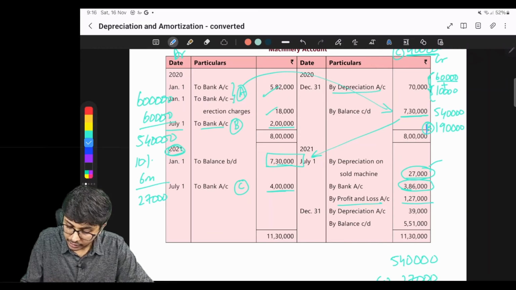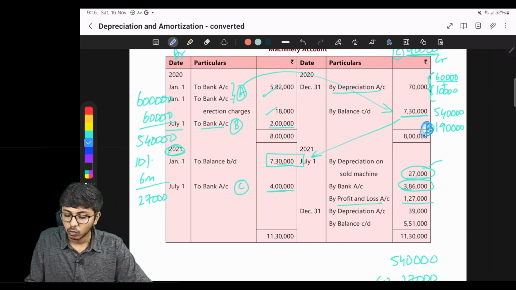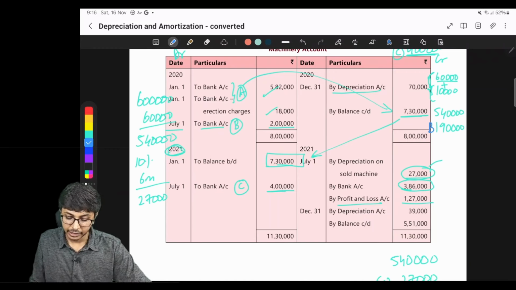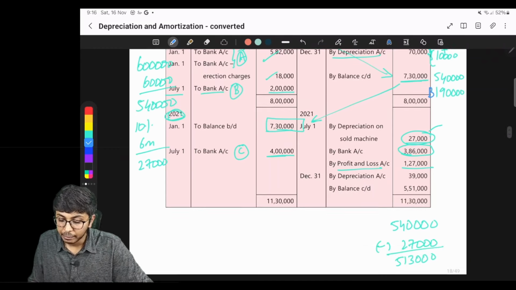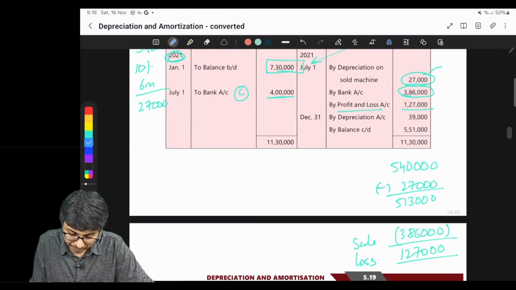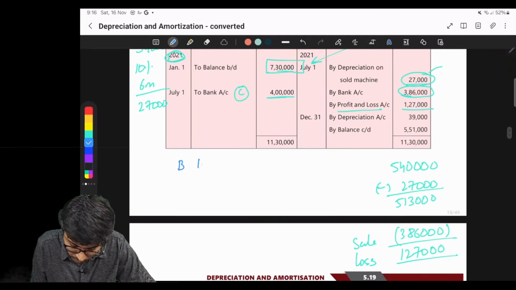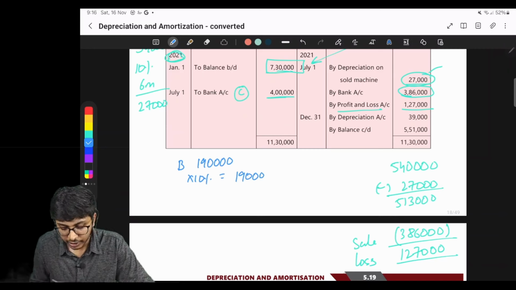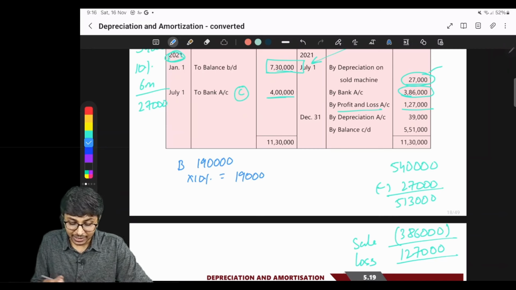Okay. Asset B balance of 1,90,000. Correct. Now you will provide depreciation for asset B. For asset B, 1,90,000, you will provide 10% depreciation, that is 19,000. Easy. Now asset C, when did we buy?